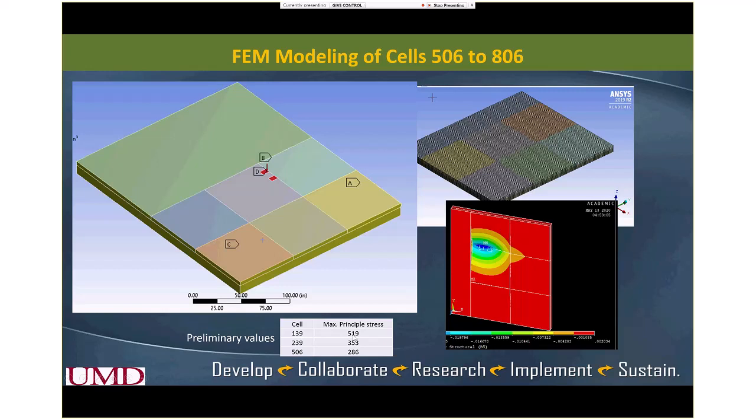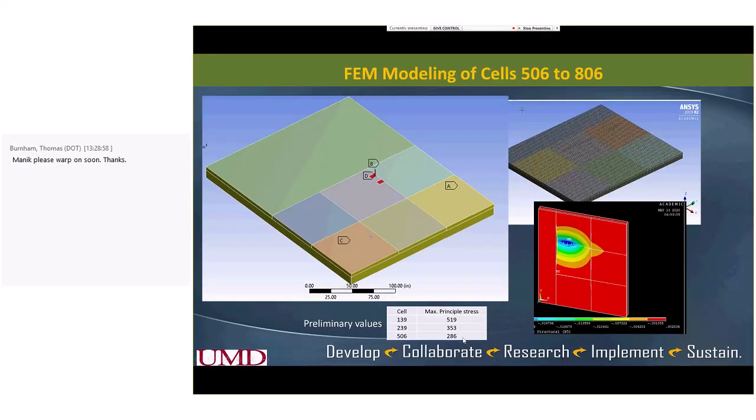You can see the maximum principal stress on cell 139 was 519, which tells us why it cracked really early. For 239 and 506, you can see this particular trend tells us why we are seeing different cracks. So this finite element work will also answer a lot of questions. It will also provide some data for the designs that we do not have on the main road.